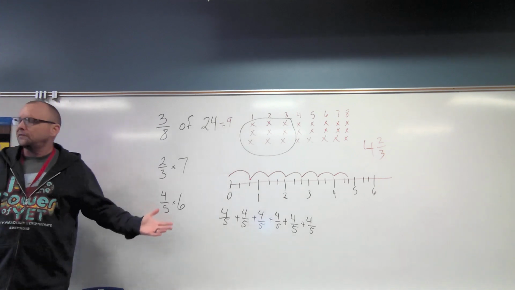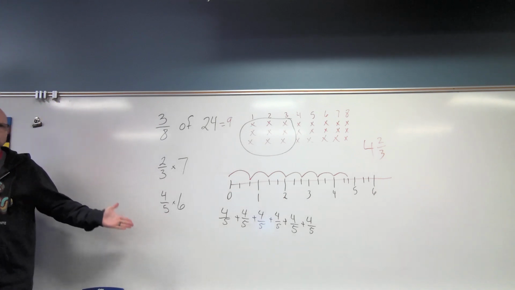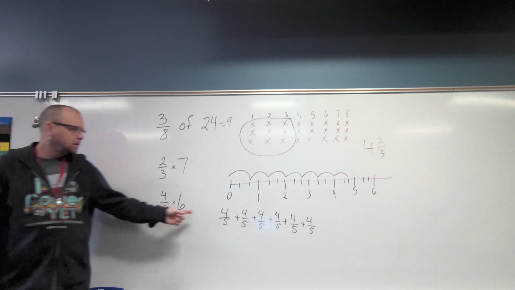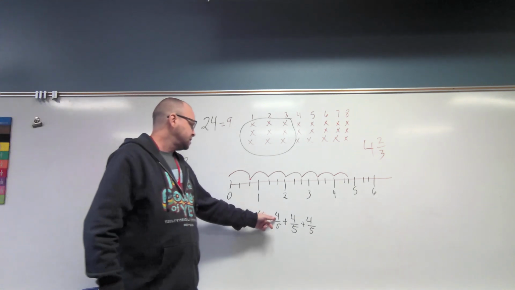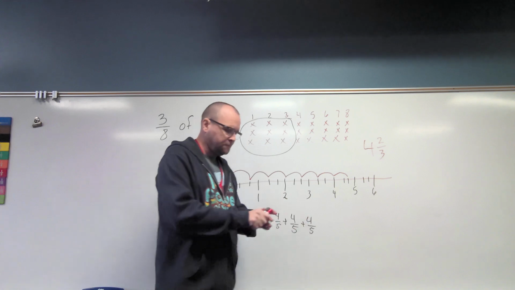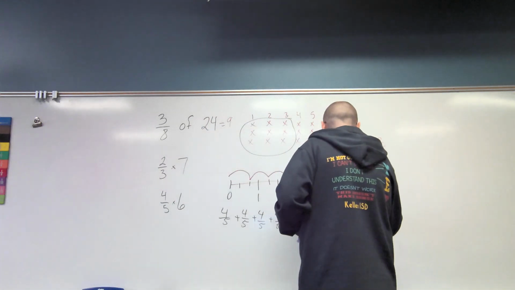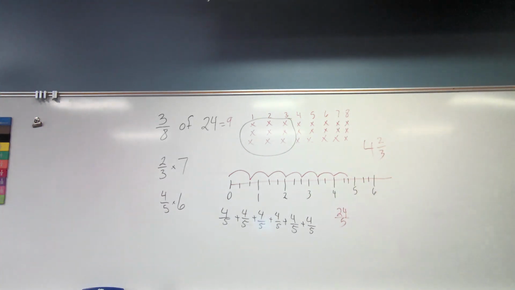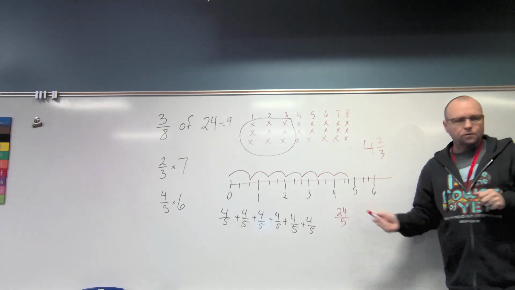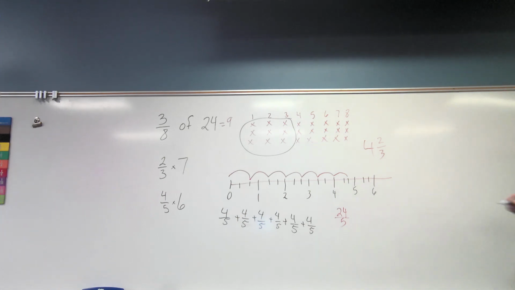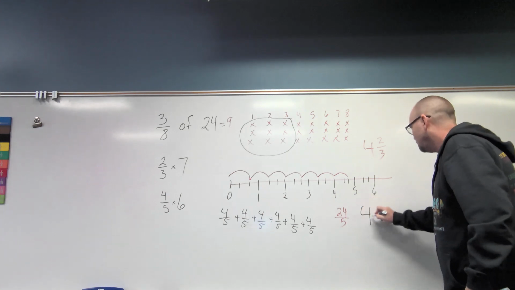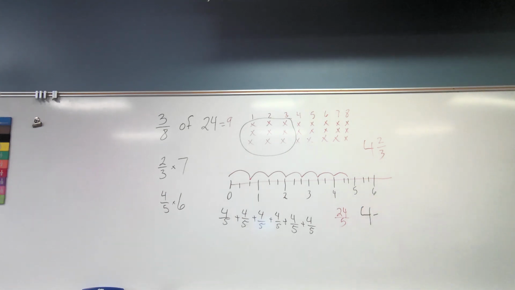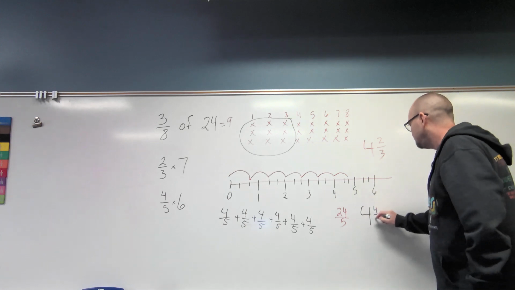All right, so how would I figure out the answer to this? Add. 4, 8, 12, 16, 20, 24/5. I can't leave it as an improper fraction. I've got to make it into a mixed number or a whole number. So how many times does 5 go into 24? 4 times. And how many are left over? 4. So 4 and 4/5.